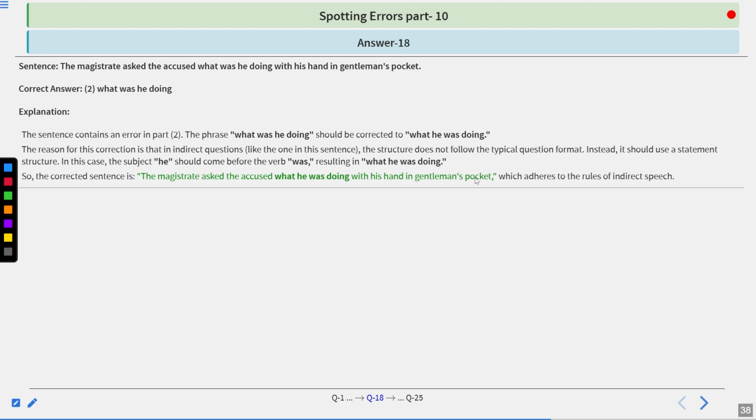The reason for this correction is that in indirect questions, like the one in the sentence, the structure does not follow the typical question format. Instead, it should use a statement structure. In this case, the subject he should come before the verb was, resulting in what he was doing. So the correct sentence is: the magistrate asked the accused what he was doing with his hand in gentleman's pocket, which adheres to the rules of indirect speech.